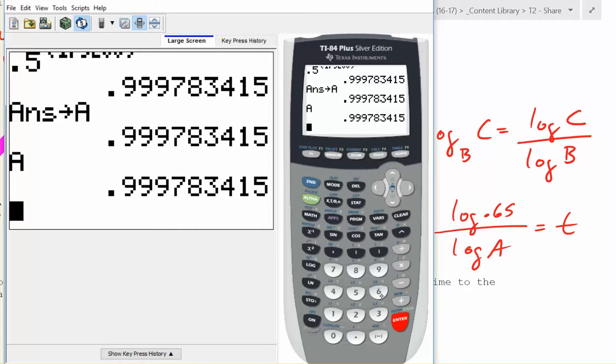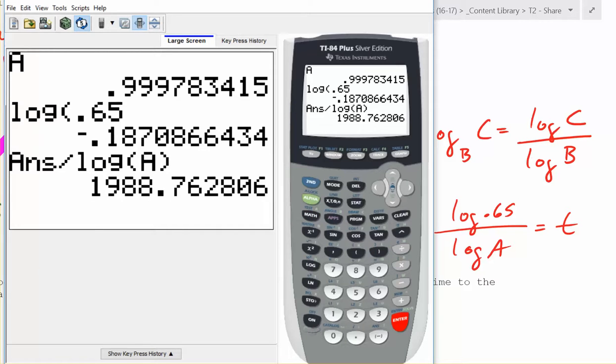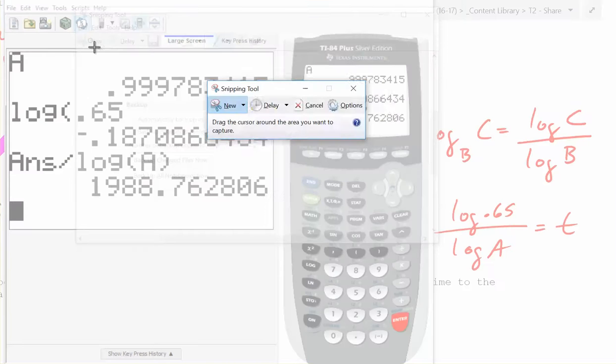So we go back to our calculator and do log of 0.65. Press enter. And what do I divide it by? Log of A. I just press log and there's A, right? Like this. Look at that. What did I get? 1,988. Is that within reason for what we estimated? Yeah. All we knew is that it had to be less than 3,200. Exactly. And is that less than 3,200?